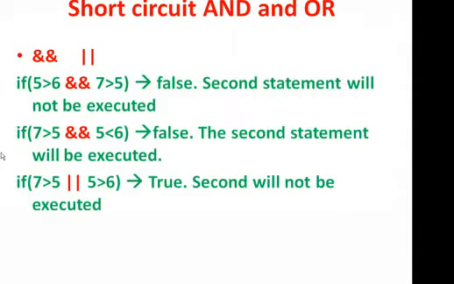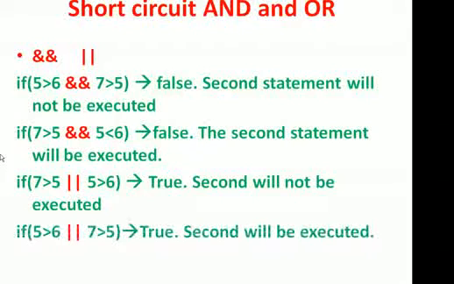Coming to the short circuit OR, here I have used the first statement 7 greater than 5, which is going to be true. So if any one of the conditions is true, then obviously the OR is going to return true. So here the OR will not check the second statement, whether it is true or false. Anyway, the first one is true, so it will return the total condition as true. If you put the false statement in the first place, then OR will go for checking the second statement again.